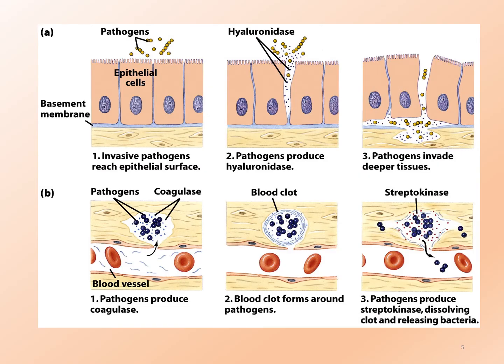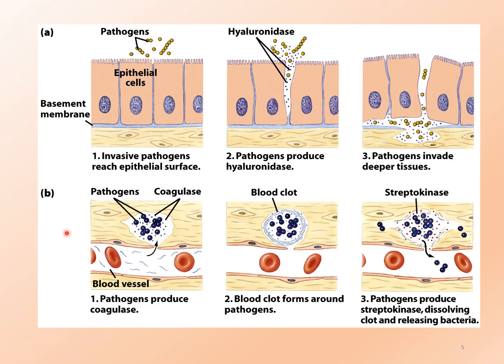Now let's have a closer look at how these virulence factors function by using two examples. The first is how hyaluronidase works. It is released by pathogens outside the cell, and these enzymes break down the glue which holds the epithelial cells together. As a result, the bacteria gain access into the deeper tissue.